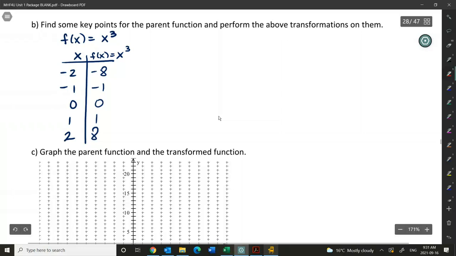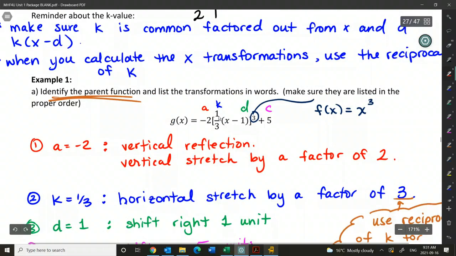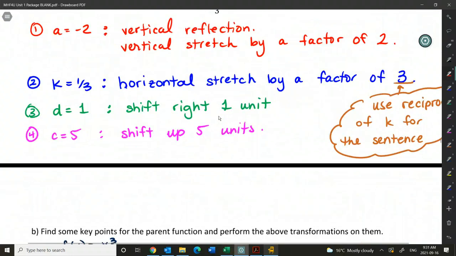Okay, let's remind ourselves how we set these equations up for the tops of our table of values based on, again, we're using this equation here, AKDC. Oscar.